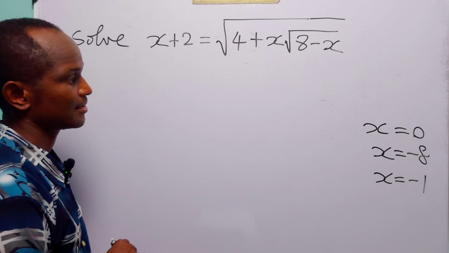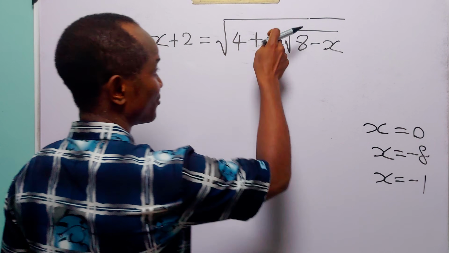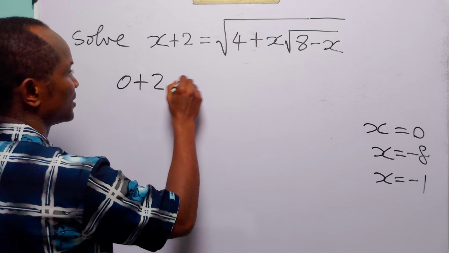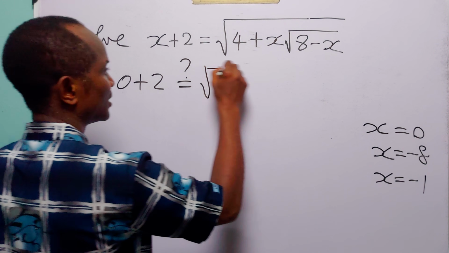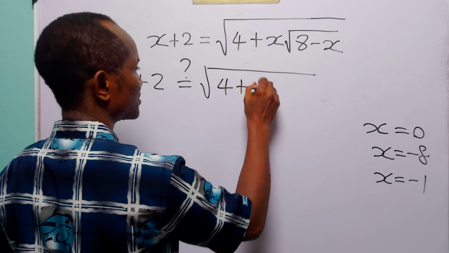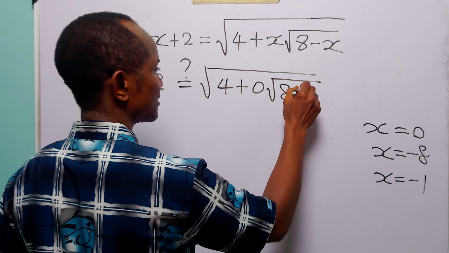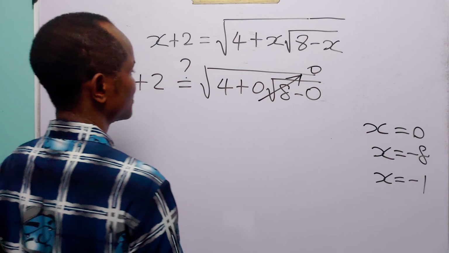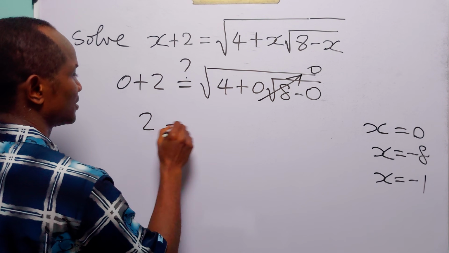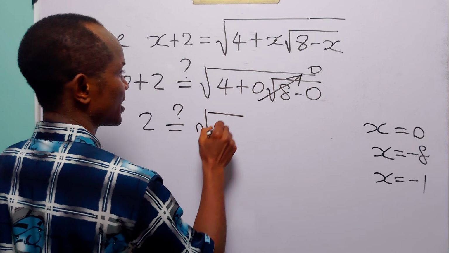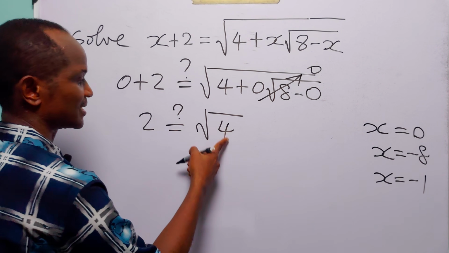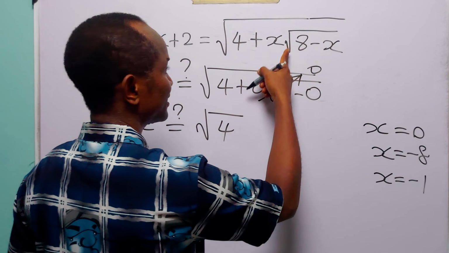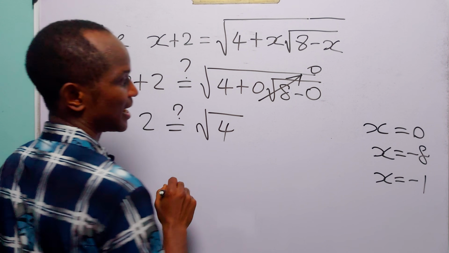Now let us check our answer. Substituting x equal to 0 into the original equation, we have 0 plus 2. Now, is this equal to the square root of 4 plus 0 times √(8 − 0)? Because of this 0, this is equal to 0, leaving us with 2. Is this equal to the square root of 4? Of course, you know that the square root of 4 is equal to 2. So when x is equal to 0, the right-hand side is equal to the left-hand side.